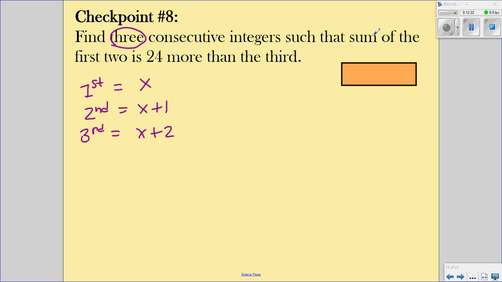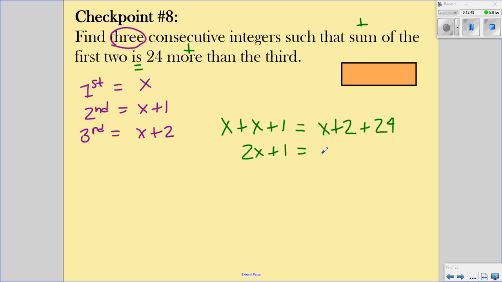So the sum of the first 2, that means the first and the second, x plus 1, the sum means add, is 24 more than the third. So that means 24 plus this whole expression, so x plus 2 plus 24. Combine your like terms, plus 26, and then bring the variables to one side.